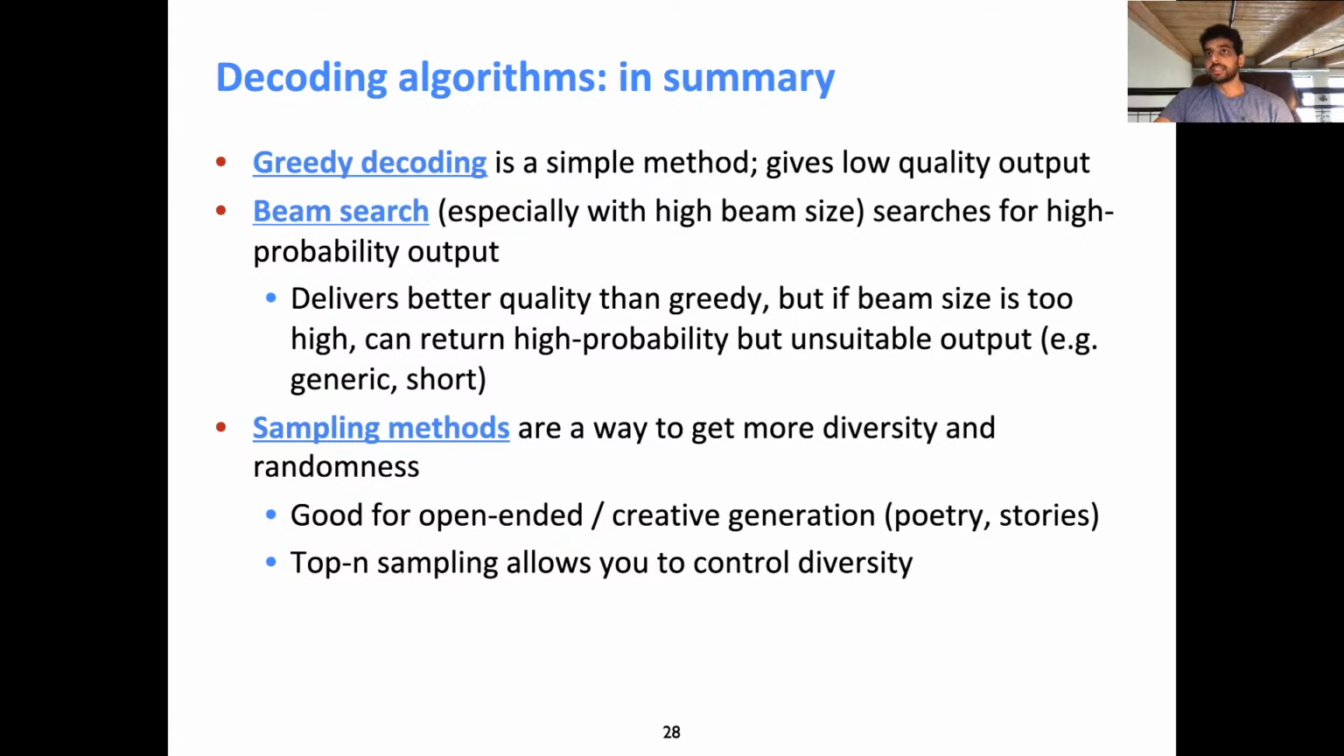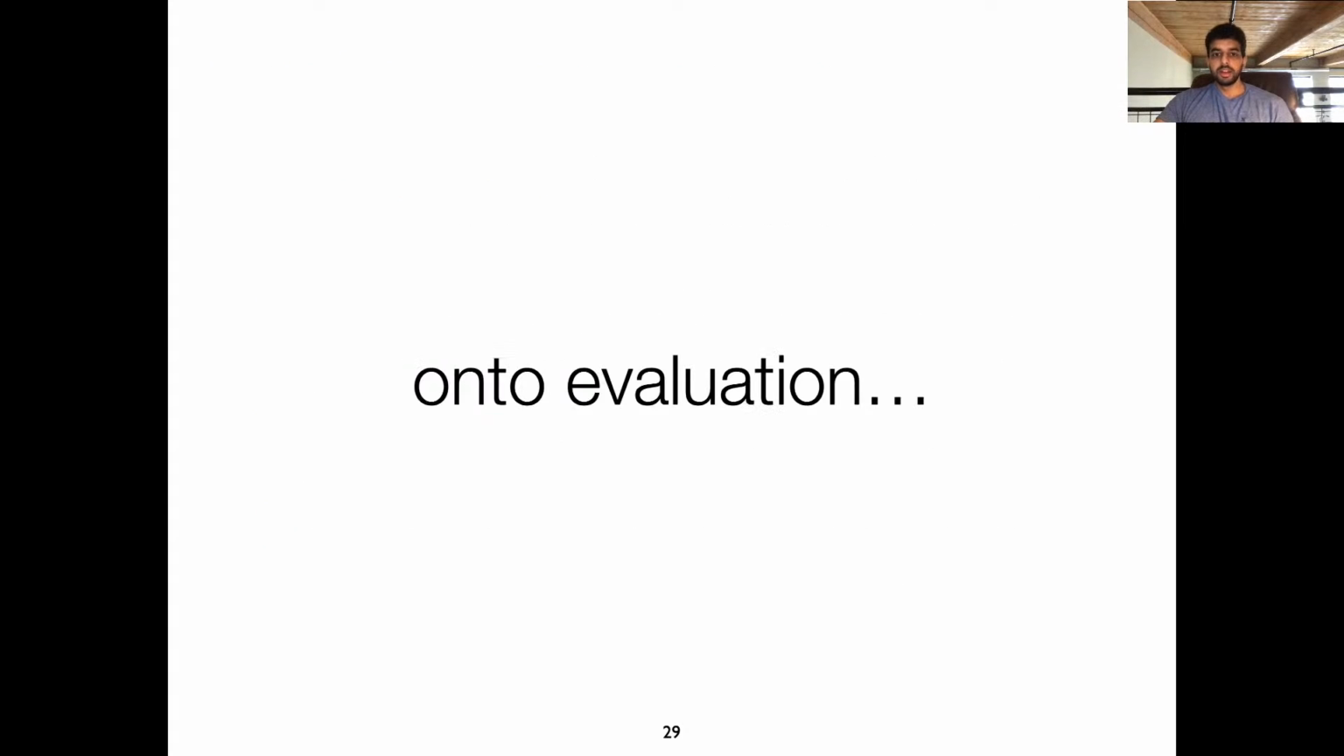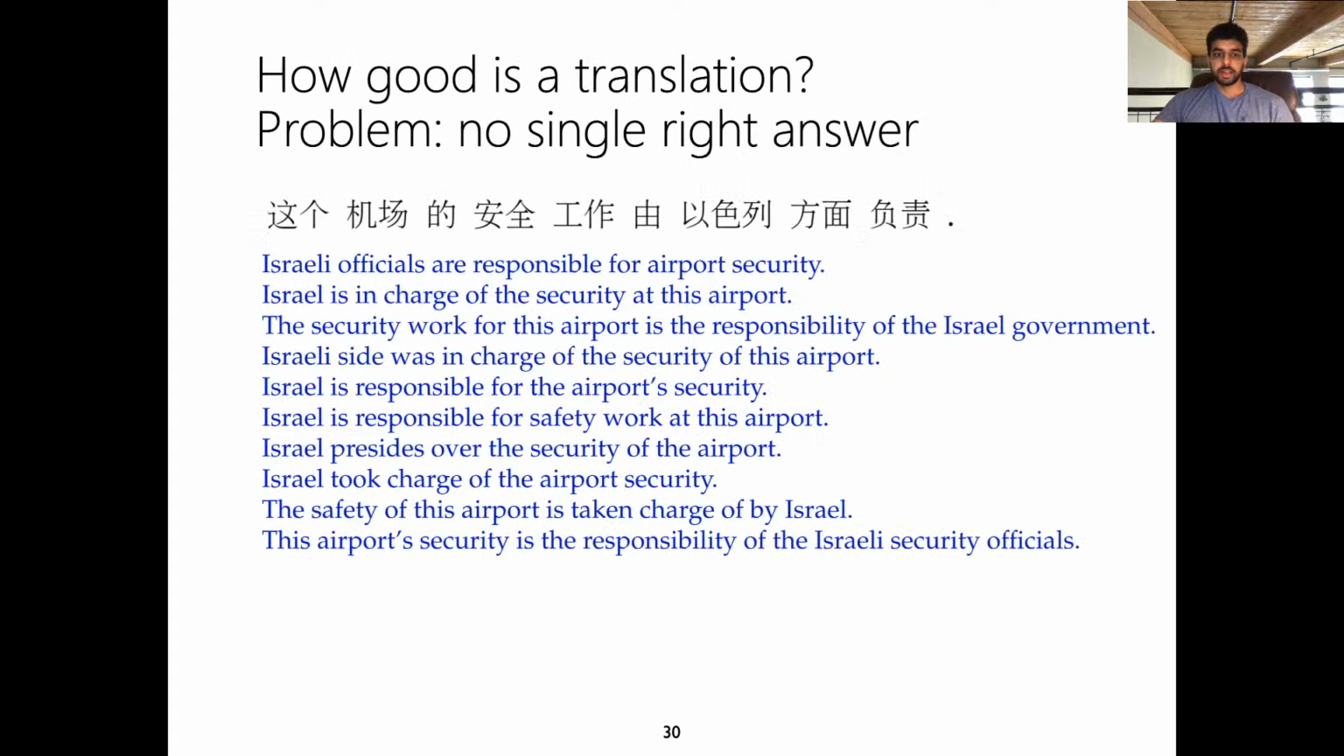And even within the sampling methods, there are variants that allow you to bias the outputs towards things that are more probable by using top K sampling, etc. All right, so that's all I wanted to say about decoding. Now I want to get to evaluation.